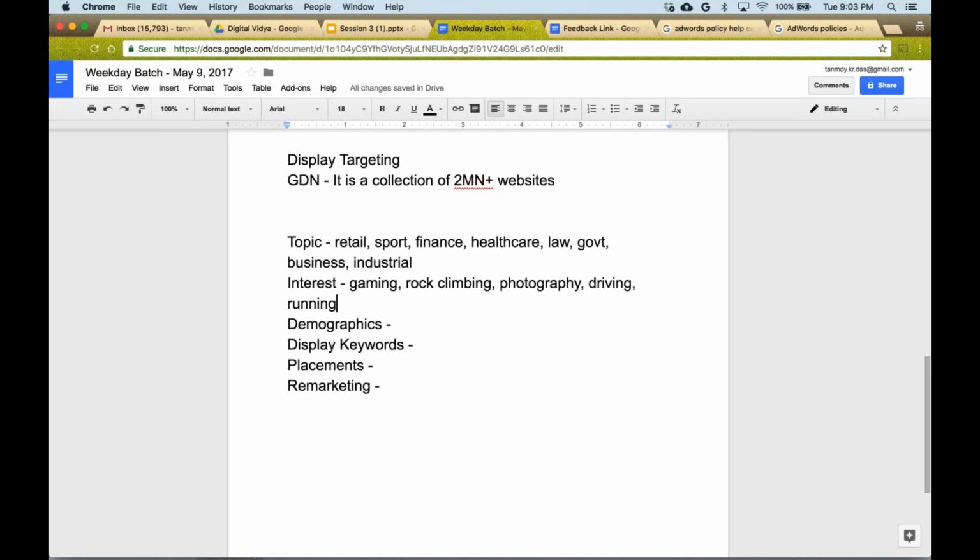So you can see the difference between topic and interest. They are two sides of the same coin. Topic is all about the website's business. Interest is all about the customers' liking, what they like, what their hobbies are, and all those things. Does this make sense? Interest category now.